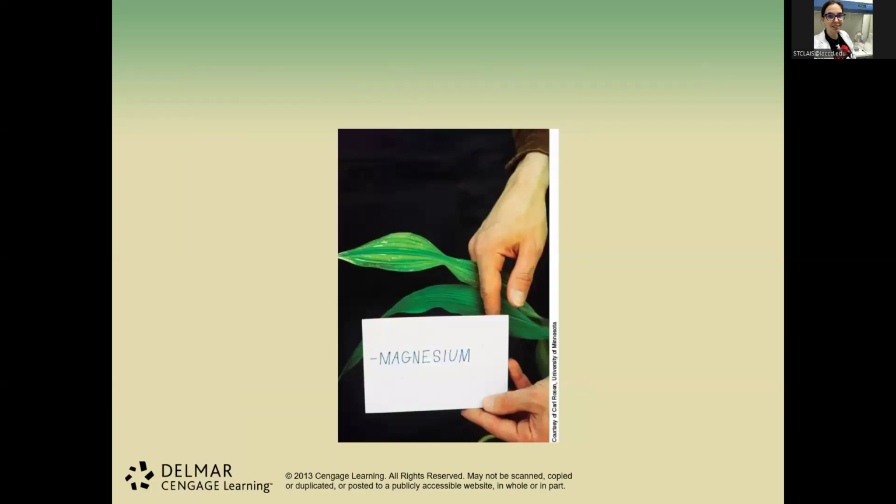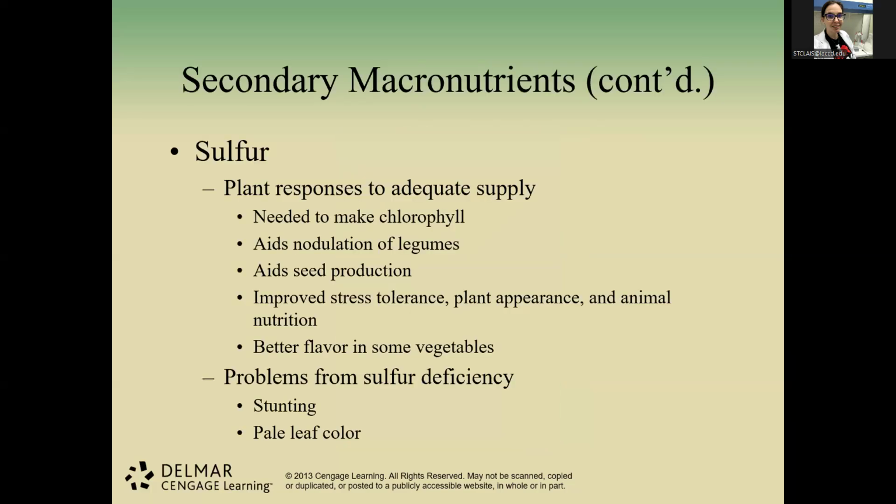Okay, here we can see an example of a magnesium deficiency. The top corn leaf has the interveinal chlorosis, which is a result of the magnesium deficiency. And then the bottom one has sufficient magnesium and it looks normal. What about sulfur? If we have an adequate supply of sulfur, then the plants are going to be green, right?